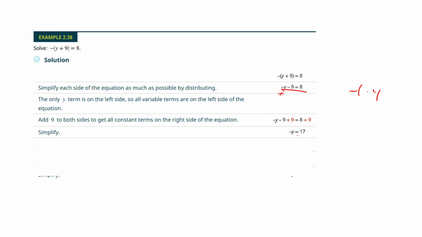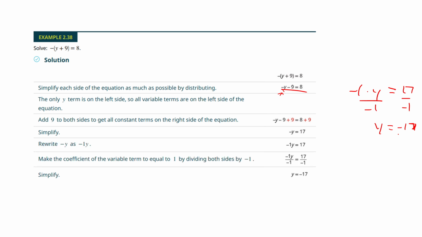Now you are not done. I have students all the time just say negative y equals 17. Okay, they're finished. Or the negative just disappears. This is like negative 1y equals 17. That's still a factoring puzzle. So I have to divide both sides by negative 1. And y is negative 17. So you change the sign because you divided by a negative.